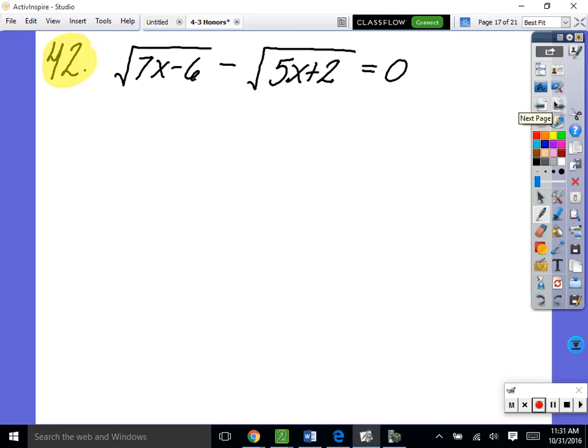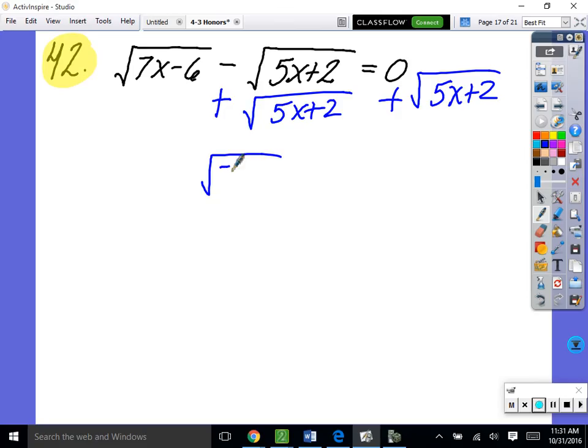All right, let's look at 42. This one's an easy one. Watch what happens. Your first step. First of all, you can do this the easy way or the hard way. Here's the easy way. Isolate the radical. So there's 2 radicals. So put one radical on one side, the other radical on the other. But you've got to use correct algebra. So we'd add the square root of 5x plus 2 to both sides.